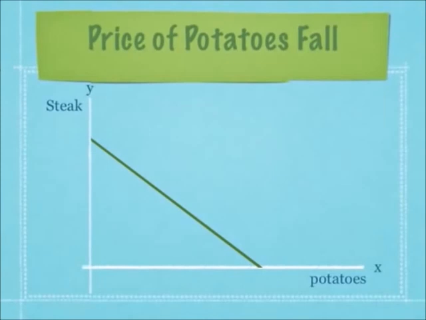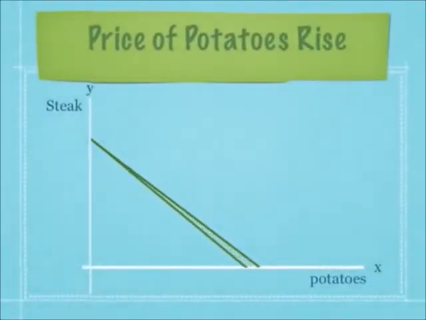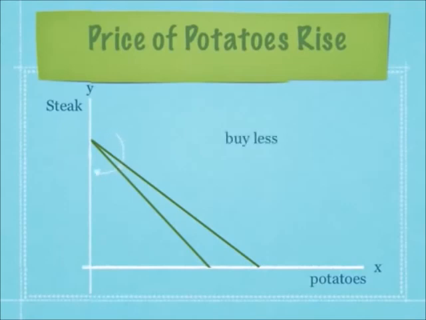So now what happens if the price of potatoes falls? What we see is it moves like that. That means you can consume more potatoes. It rotates around that axis there. You can buy more potatoes. What happens if the price of potatoes rises? You see that you can buy fewer potatoes, and you pivot the other way. Buy less of potatoes.